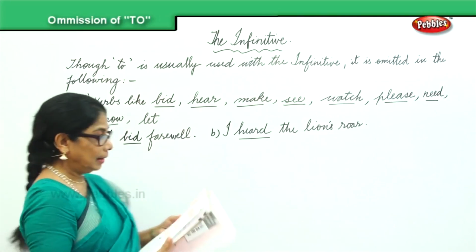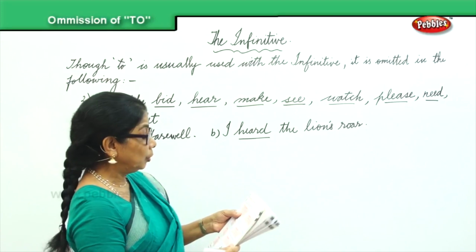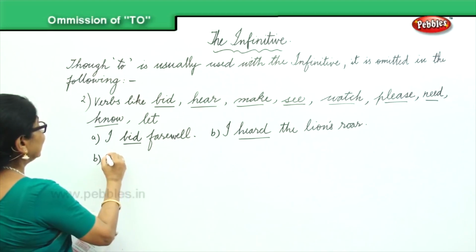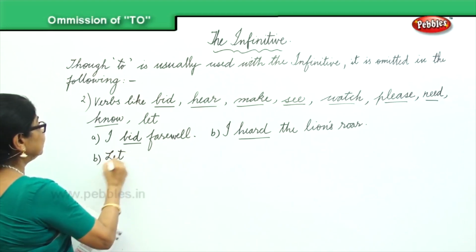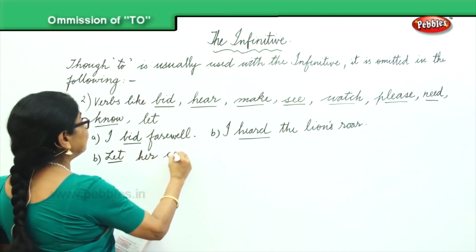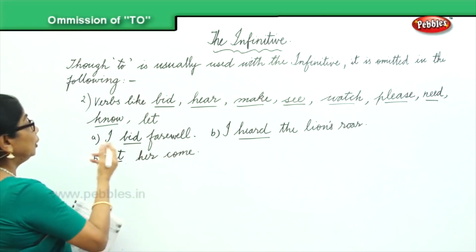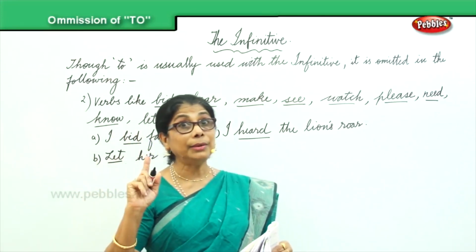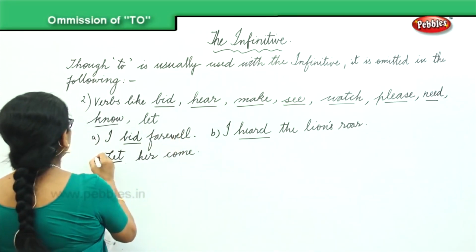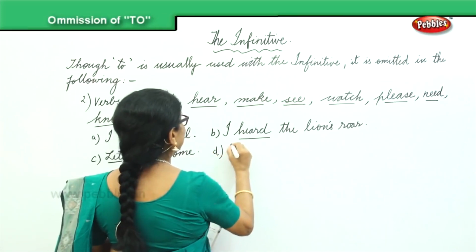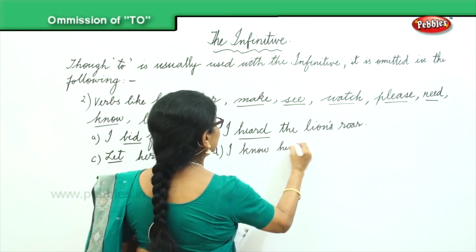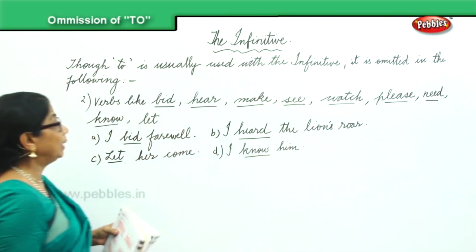Okay? Then you can say let. You have here let. Let her come. Let her in, or let her come. Okay. Now, know. I know that story. I know. Or I know him. I know him. Okay, next.